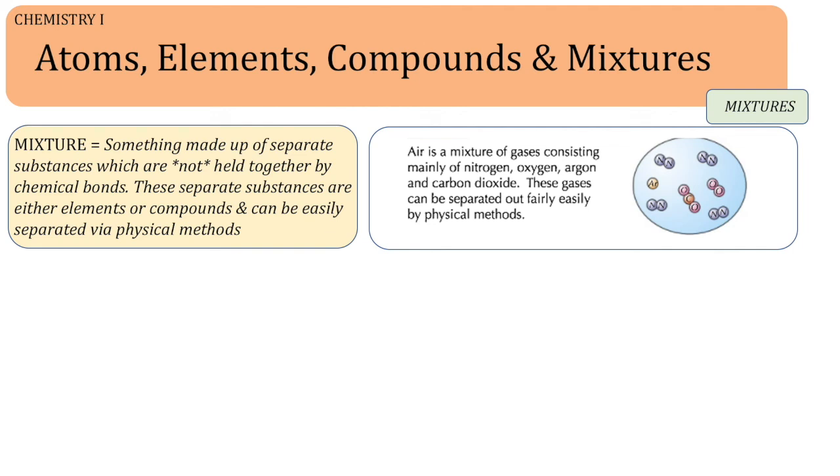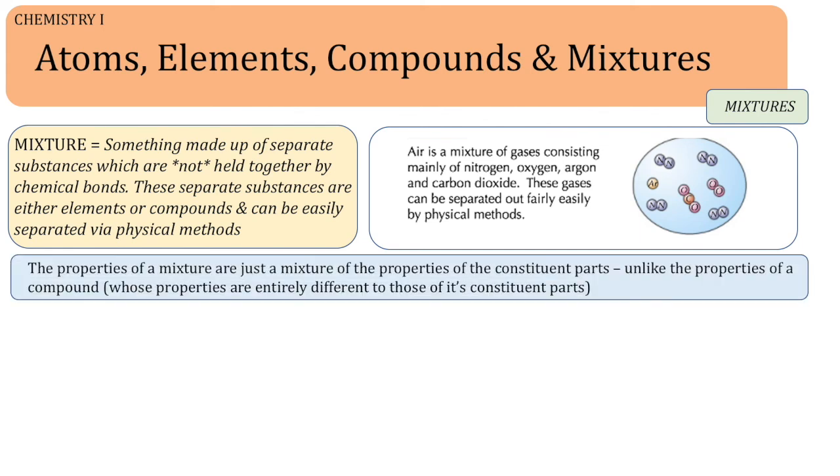A more familiar example may be that of air. Air is a mixture of different gases that you could separate out if you wanted to, but they all just exist together, not held together by chemical bonds. It makes sense then that the properties of a mixture are a mixture of the properties of the constituent parts.